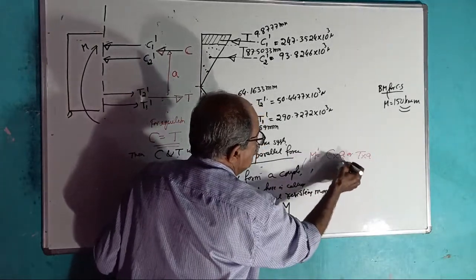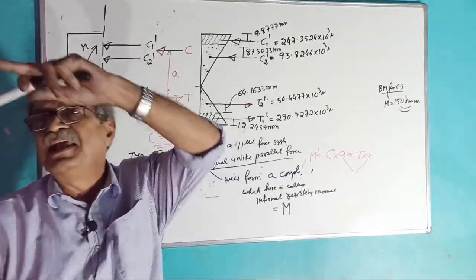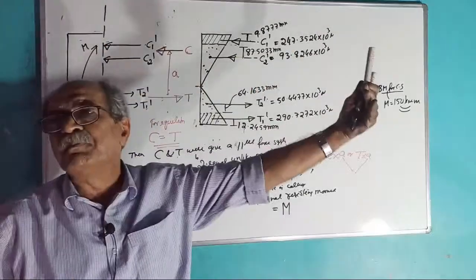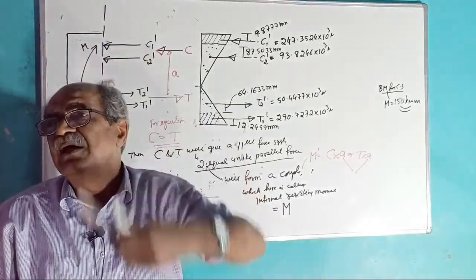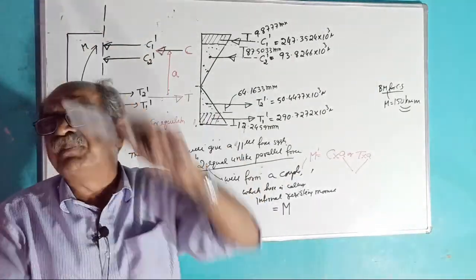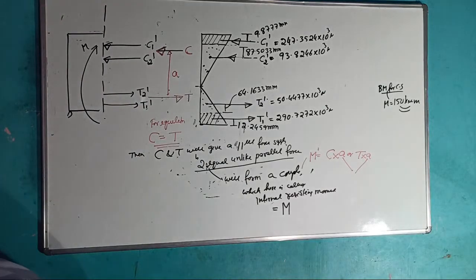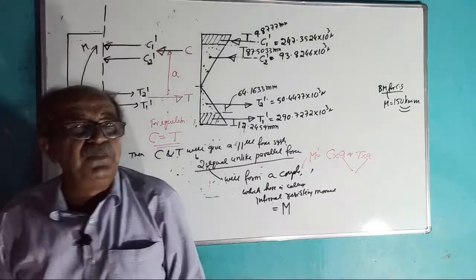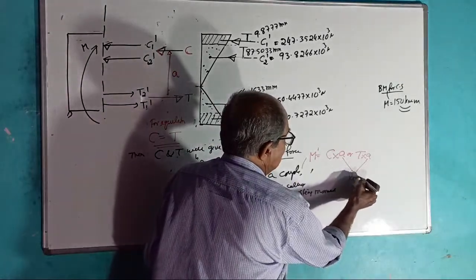Now you should tell what this A is called. It is the distance between the lines of action of the resultant compression force and the resultant tension force on the cross section when the internal resisting couple is formed. That distance is called what? You should know it in RCC. That distance is called lever arm. Someone is telling the answer fluently. Okay, good. If you give the correct answer, I am happy. It is called lever arm.